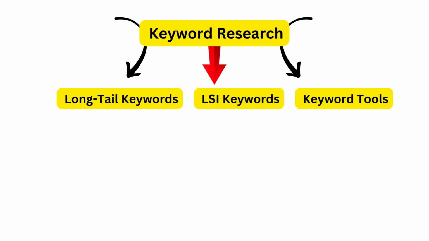2. Keyword research. Long-tail keywords. Focus on long-tail keywords as they tend to have lower competition and are more specific, helping you attract the right audience. LSI keywords. Use latent semantic indexing, LSI, keywords to provide context to your primary keyword, which helps search engines understand your content better. Keyword tools. Utilize tools like Google Keyword Planner, Ahrefs, or SEMrush to find trending keywords in your niche.